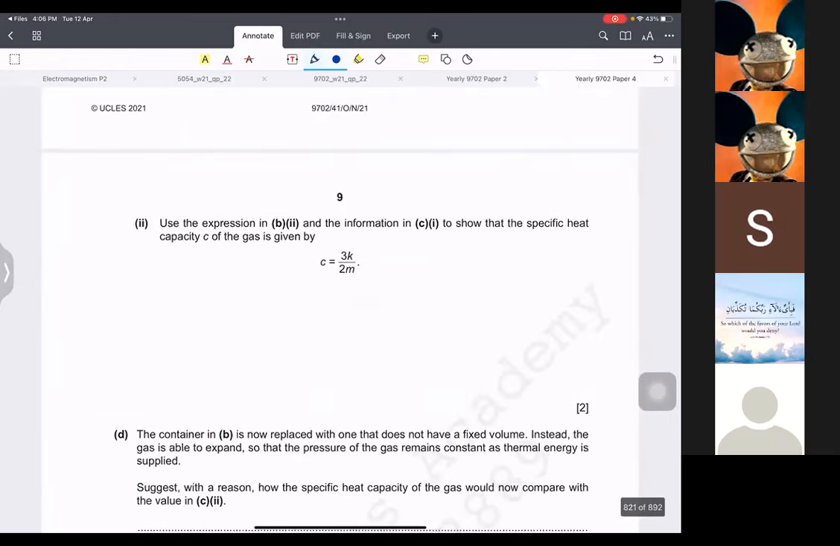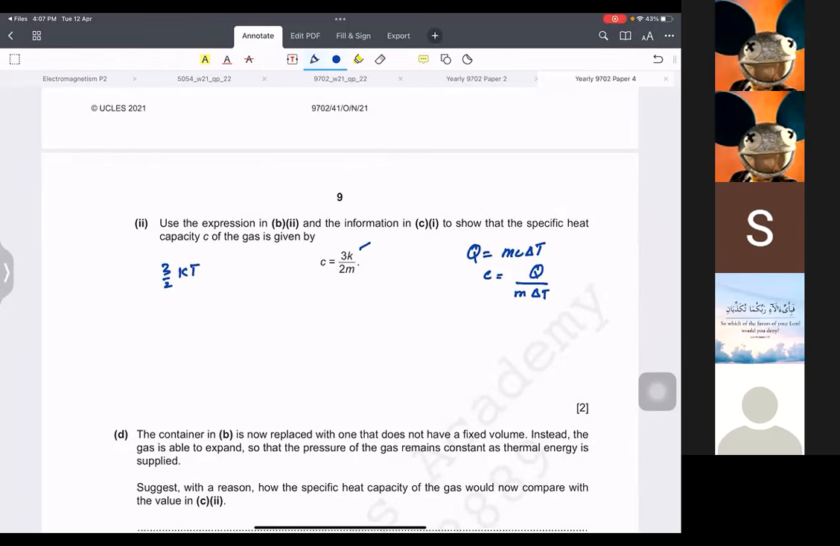Now, in this question, it says use the expression B2 and the information to show that the specific heat capacity is given by this. Now, specific heat capacity is Q equals mc delta T, whereas we can make it Q over m delta T. So this is what we need. Somehow I need k in this. The previous thing was 3/2 kT.